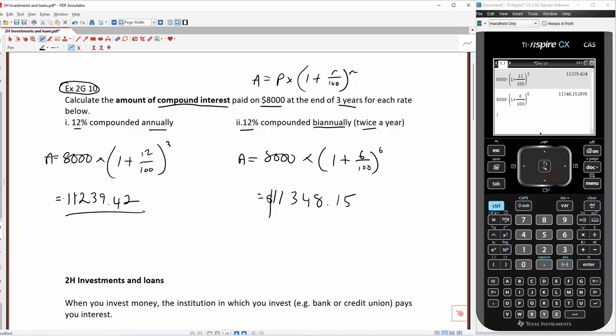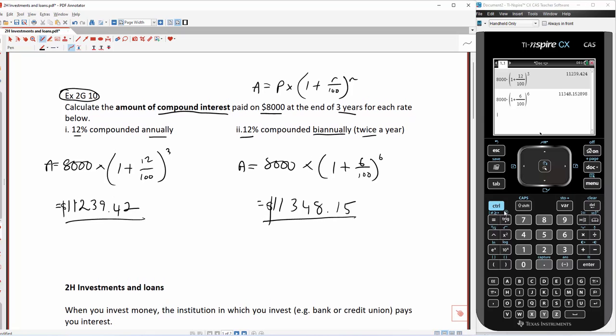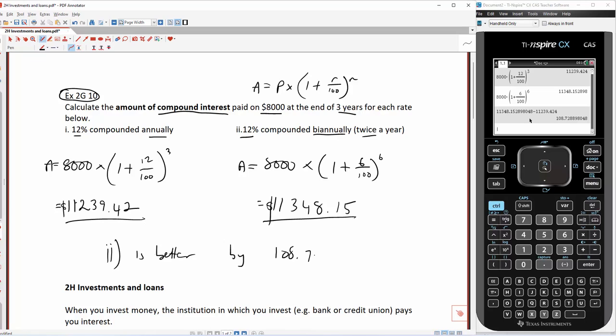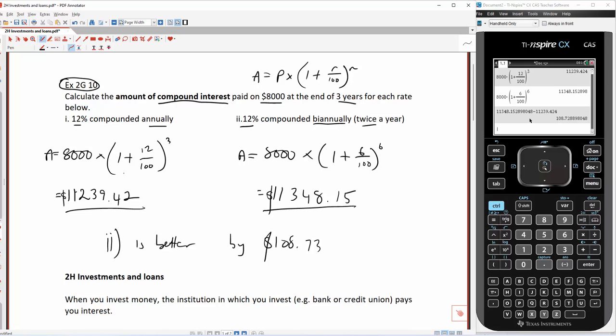Okay, so we can see that that's slightly better. So after 3 years, basically, we can take this amount here, subtract the first one, and we can see it's better. So we'd say part 2 is better by $108.73. So it's just a better deal. So the more often it compounds, the better for your investment. Conversely, if you're taking a loan, the less often it compounds, the better.